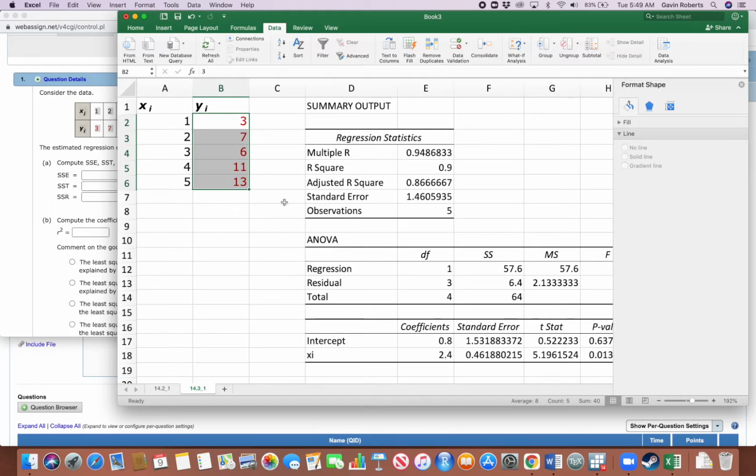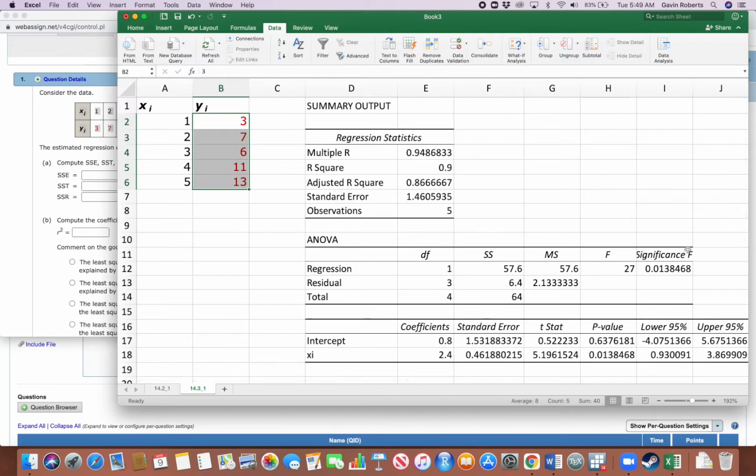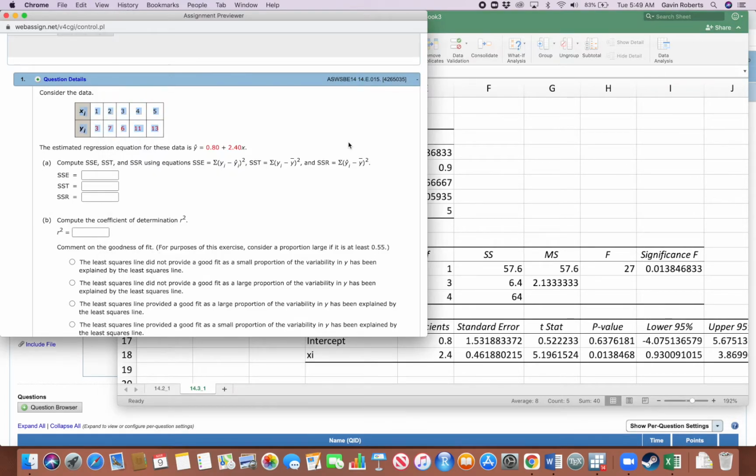Now, a big thing here, the main thing you're going to have to think about is that the book uses slightly different terminology than the Data Analysis ToolPak. So at first, the trickiest part of applying the Data Analysis ToolPak is probably just going to be getting used to the differences in terminology. So let's take a look here.